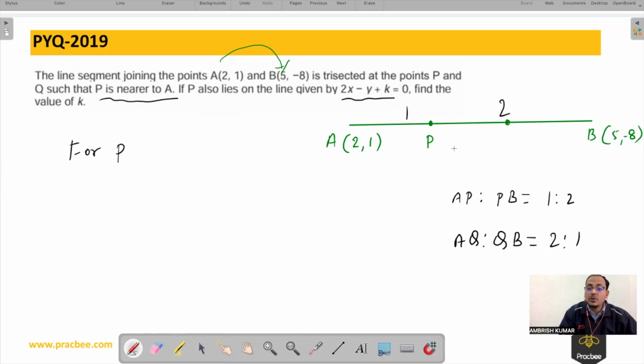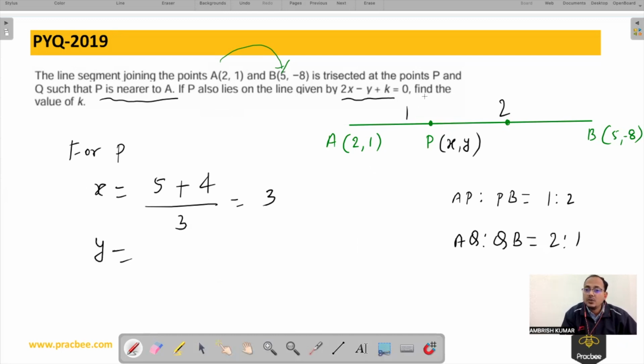So what will be the section formula if we take x, y as the coordinate for P? For P, the x coordinate is going to be 1 into 5, means 5, plus 2 into 2, 4, divided by 1 plus 2, 3. So that is 9 by 3, 3. And the y coordinate is 1 into negative 8 plus 2 into 1, 2, divided by again 1 plus 2, 3. So negative 6 by 3, negative 2.